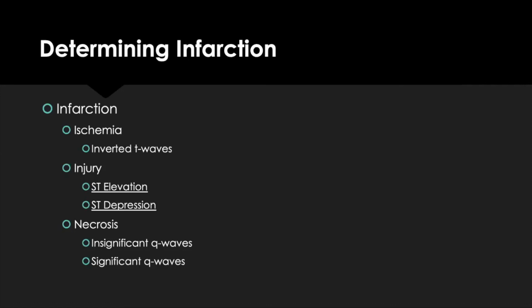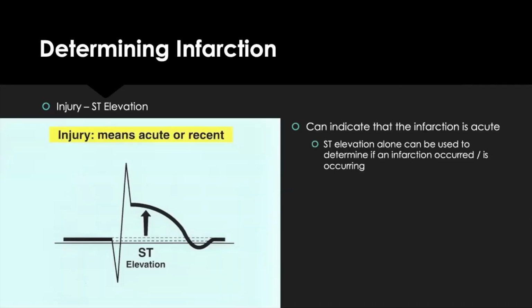Today, I'm only going to get into ST elevation and ST depression just for time's sake. ST elevation is a part of injury, and injury basically means that it's acute or recent, so it can either be happening at the moment or it could have recently happened. ST elevation basically indicates that the infarction is acute, that it has happened recently or that it is happening. ST elevation alone can be used to determine if someone is having an MI or not.